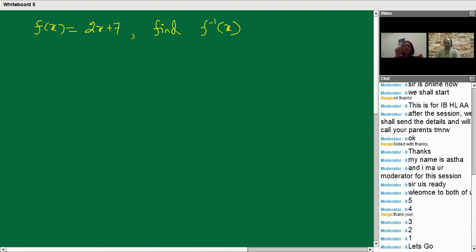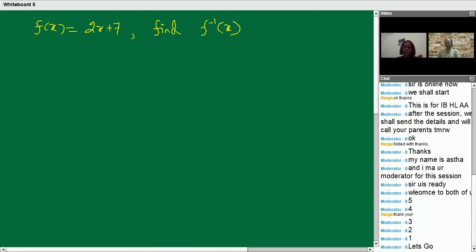So what I used to do is let f of x equal y. Then you do y is equal to 2x plus 7. And then move the 7, it will be y minus 7 is equal to 2x. And divide everything by 2. So you get x is equal to y minus 7 over 2. So f inverse of x is x minus 7 over 2.